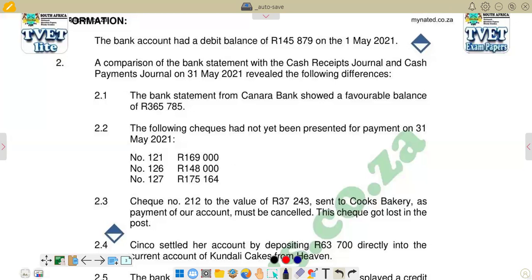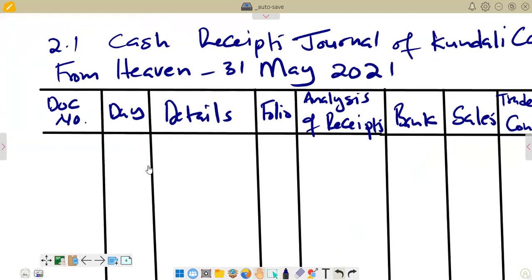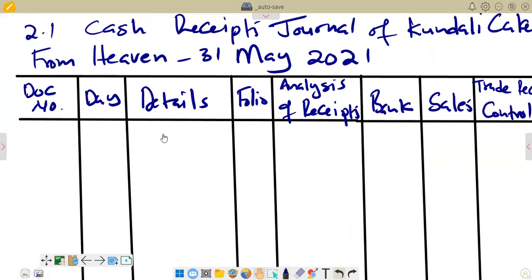So we can go to our answer section and enter 37,243 as a cancellation of that check. So this is our cash receipts journal. And remember, we have some details that we have to enter there: a column for document number, day, details, and so on. For document number, we are just going to check what we are going to enter there, and then we need to take note of the day. And on the details part, we are going to enter Cook's Bakery, since it's a check that has to be cancelled. So let's just go back and see.